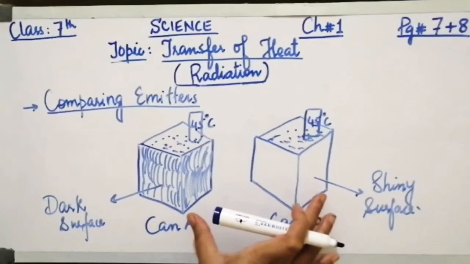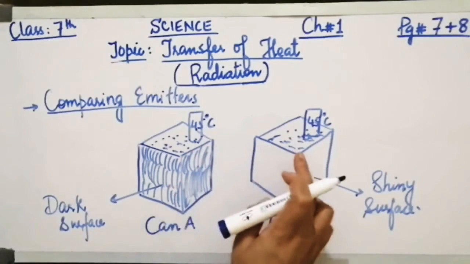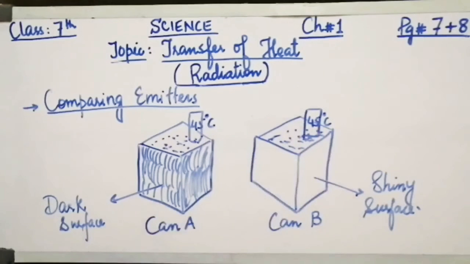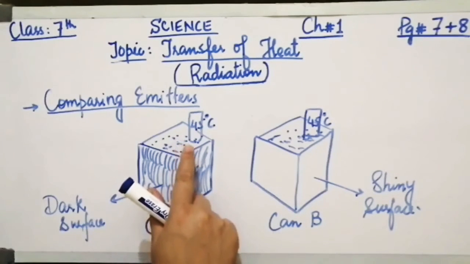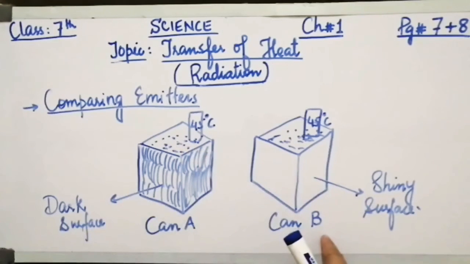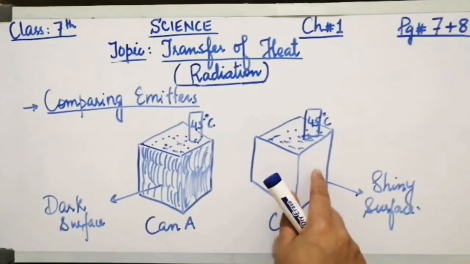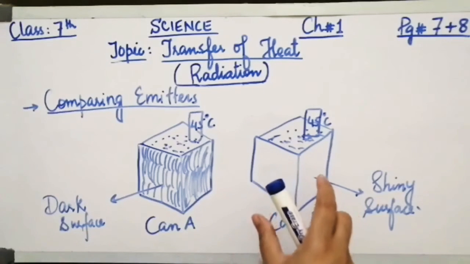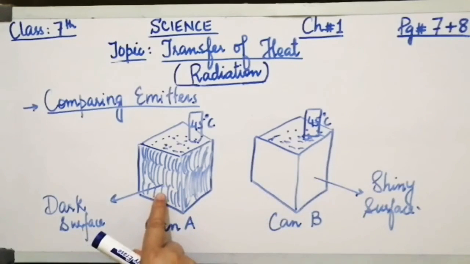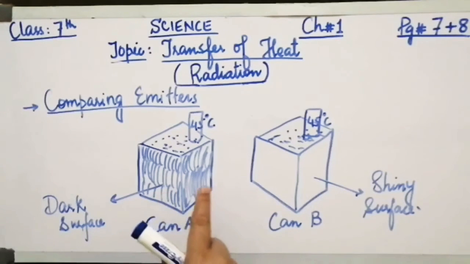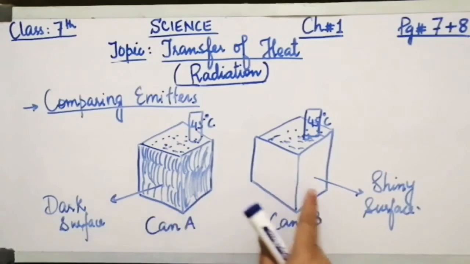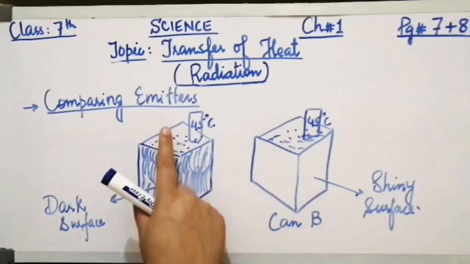So two metal cans are filled with the same amount of water at the same temperature. Can A has a dark surface while can B has a shiny surface. Now what will be the result after some time? In can A, the water cools down very quickly as compared to can B, in which water remains hot. So it clearly indicates that a dark surface is a better emitter of thermal radiation, that is heat energy, than a shiny surface. And what are emitters?